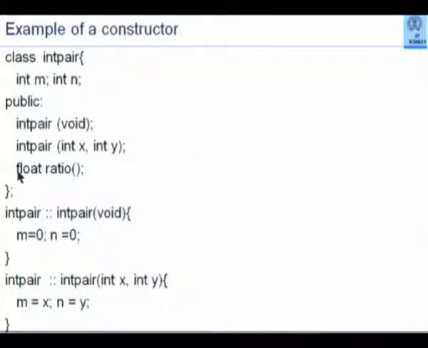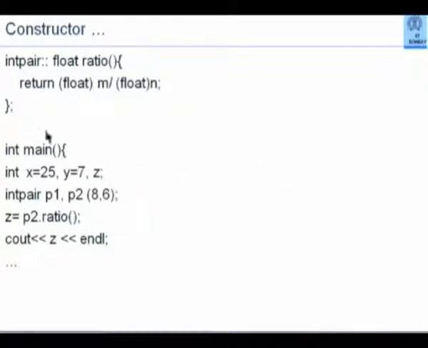Of course, there is a third function which is ratio, which is actually the operational function that we have in mind. So here is the float function, int pair colon colon float ratio. Again, no parameter, because there is an object. The object already has two values for the pair of integers, and this is supposed to calculate the ratio of these two. Here the ratio is being calculated.